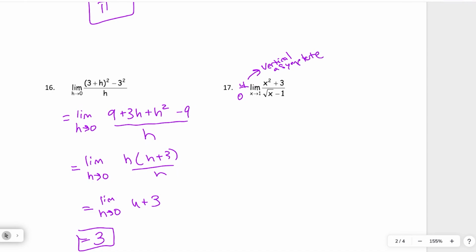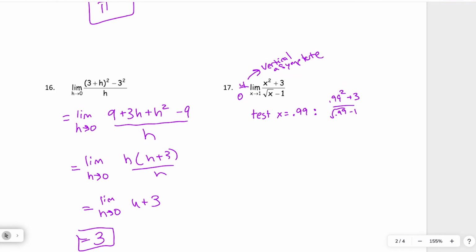The way we're going to handle these vertical asymptote problems is we're just going to try to get as close to 1 as possible. So let's pick a value and see whether we are going to positive infinity or negative infinity on either side. Let's pick a number like 0.99. So test x equals 0.99, right to the left of 1. If I put 0.99 into this function, I'm going to get 0.99 squared plus 3 over the square root of 0.99 minus 1. Now, I don't really care exactly what this equals. I'm not going to use a calculator here.